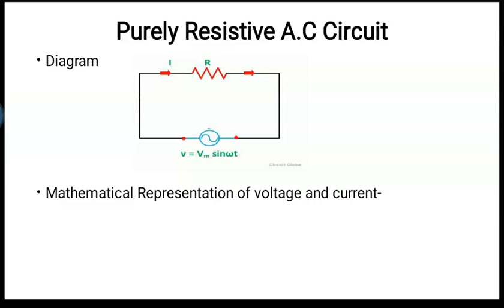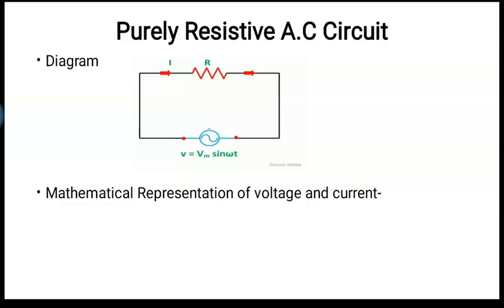Purely resistive circuit, right? If the circuit consists of only resistor, in the diagram you can see this. If the circuit consists of only resistor, then it is a purely resistive circuit. So you have to write the 4 points. First one is diagram. You can see the diagram. It is for 1 mark. Second one is mathematical representation of voltage and current of the circuit consisting only of a resistor.